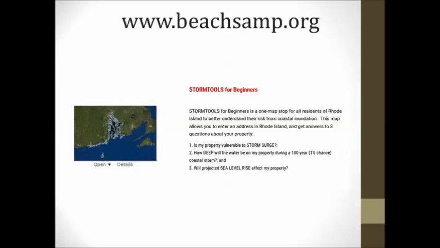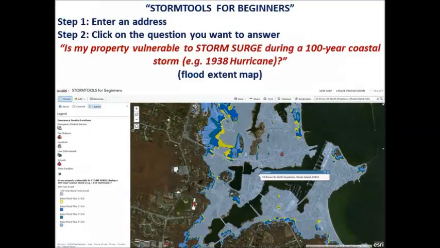So we were recently at the Volvo Ocean Race and shared STORMTOOLS with many of the people walking through the exhibits. And what people really want to know is, I want to search for my address, and I want to know, am I at risk from storm surge? How deep will the water be during a Category 3 hurricane? And am I going to be impacted by sea level rise? So we made one map that has all that information in one place.